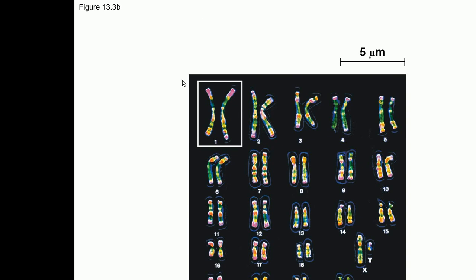So basically these are homologous pairs, right? This is pair number 1, pair number 2, pair number 3. In every pair, one chromosome is from the father, another chromosome is from the mother. One is a paternal chromosome, another is a maternal chromosome.